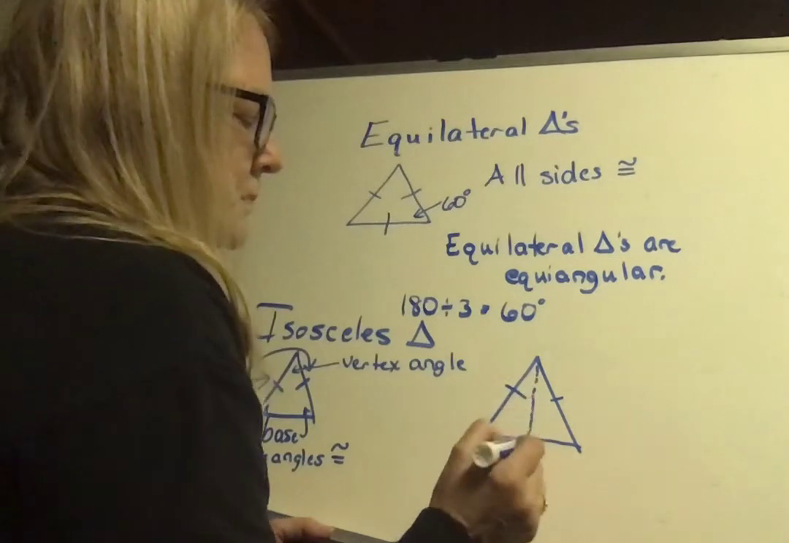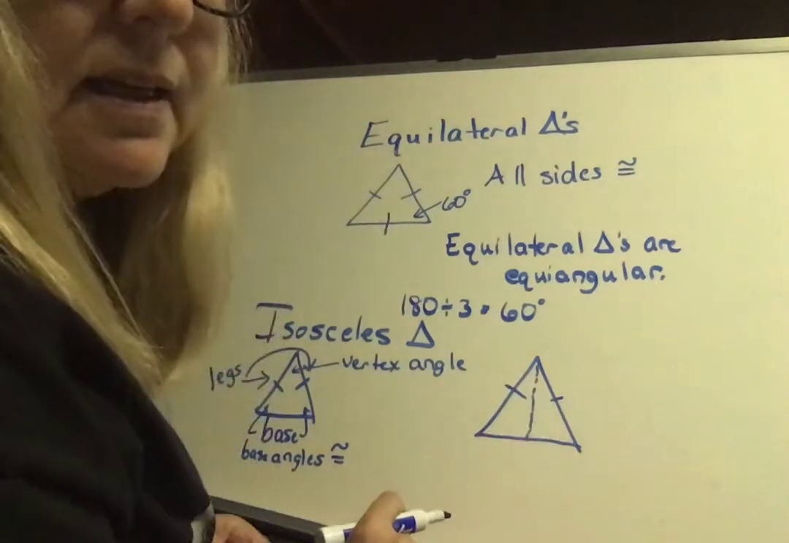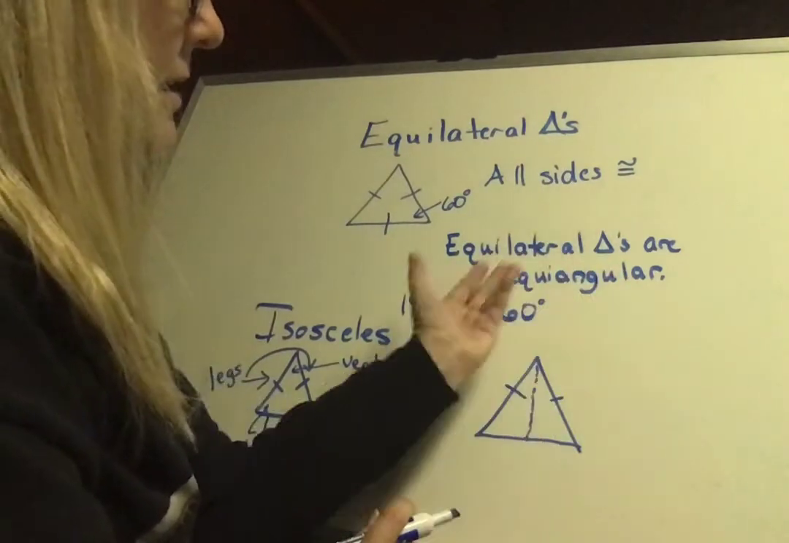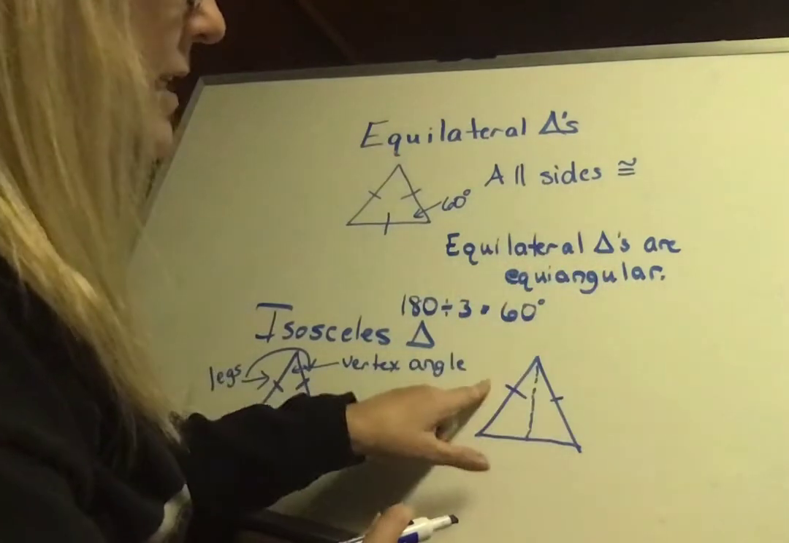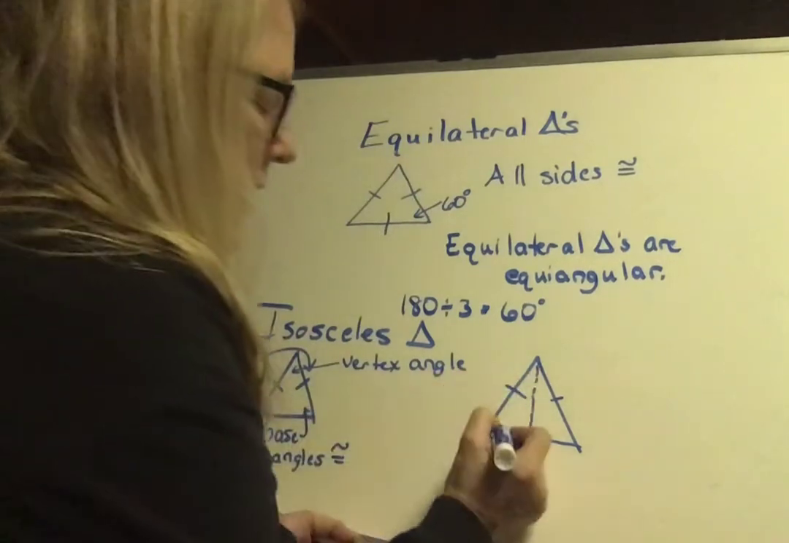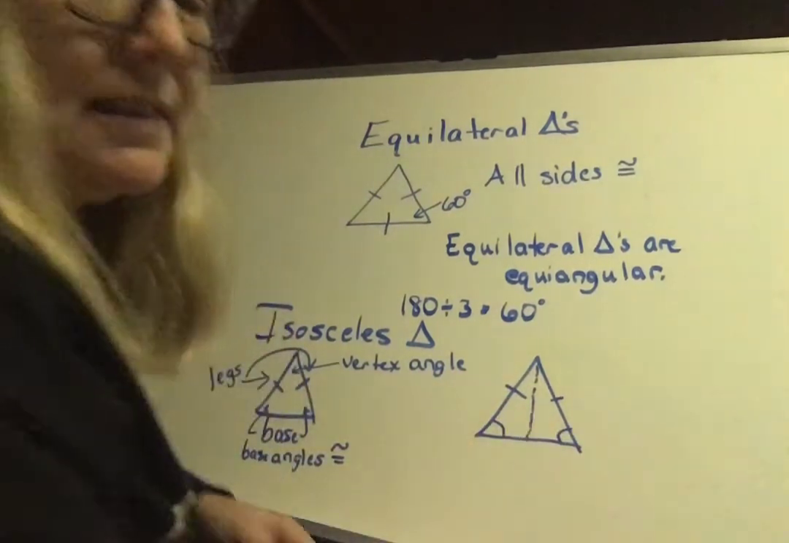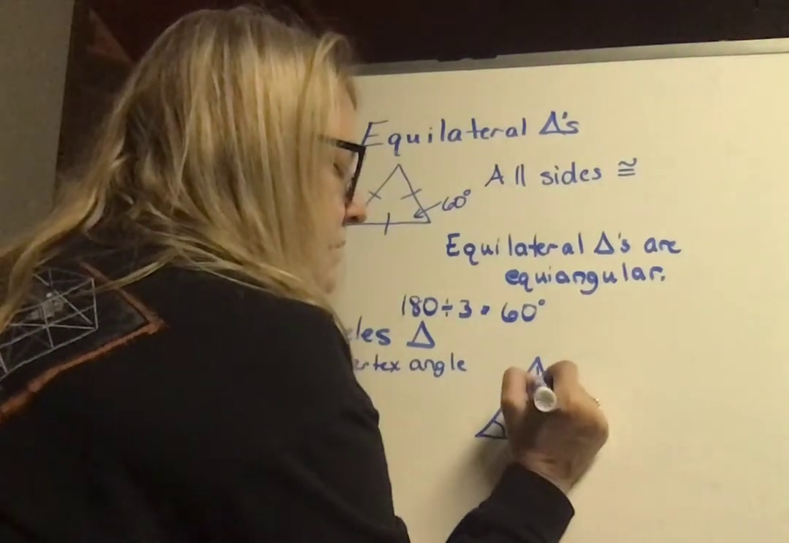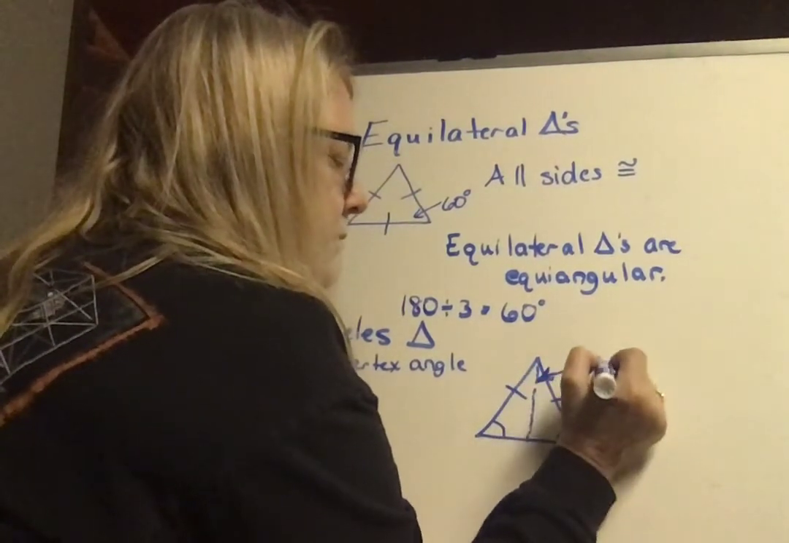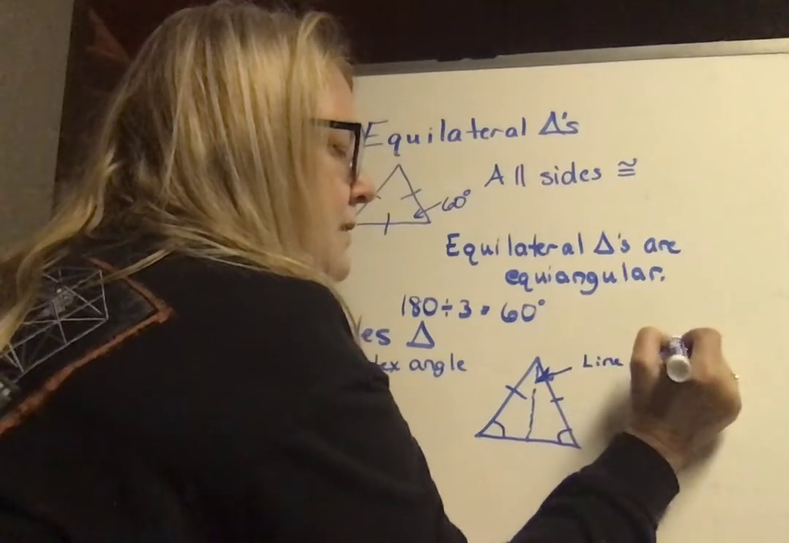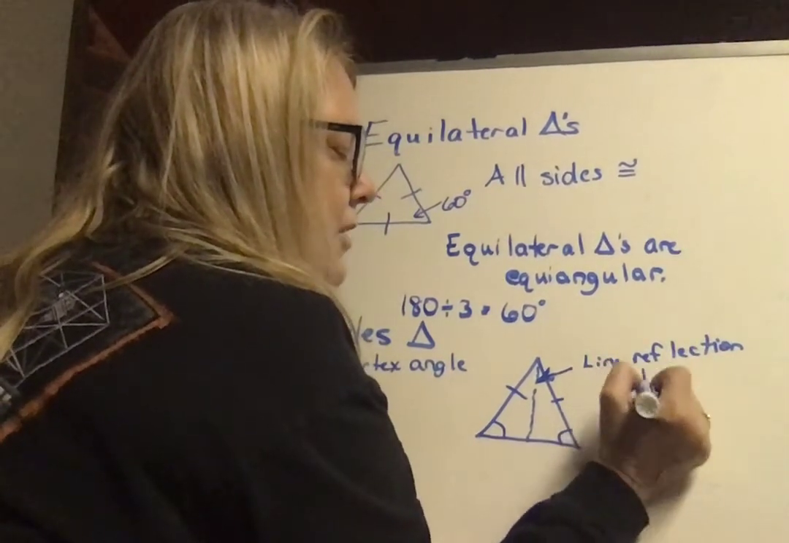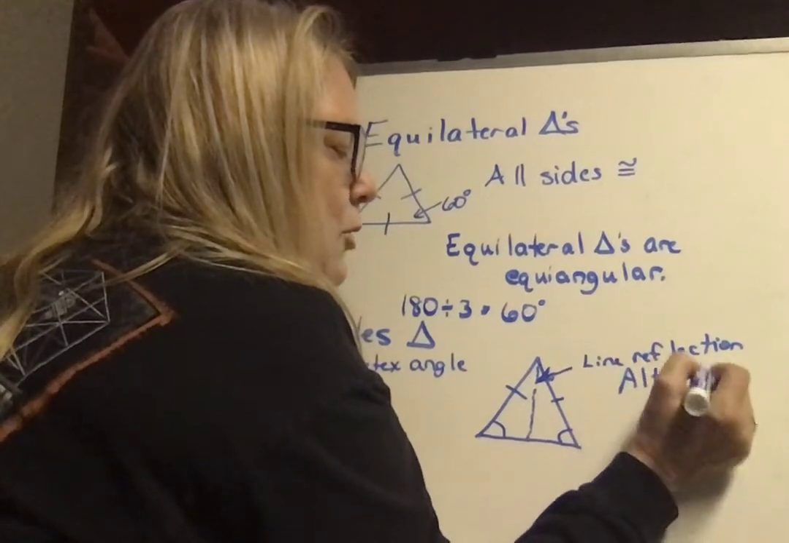Another thing to notice about an isosceles triangle, if we drew a line right down the middle, it gives you a line of reflection, right? And that line of reflection says these two sides are the same and these two angles are the same. This line of reflection is referred to as the altitude or height.